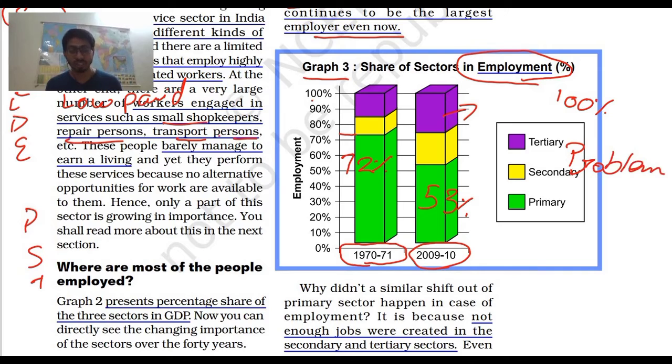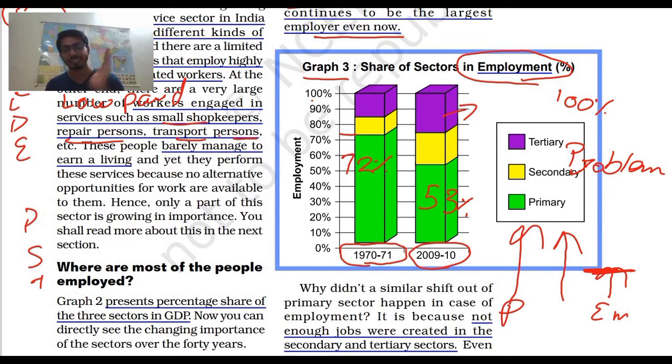Okay, the sector whose contribution, here you can see production is happening. Share in GDP is also increasing, but employment is not increasing. This is actually a problem. Production also increased, share is also increasing in GDP, but employment is not increasing. Employment is again stagnant with the primary sector, or you can say with agriculture. Here primary sector, again most of the people are involved in the primary sector. So this is actually a problem.